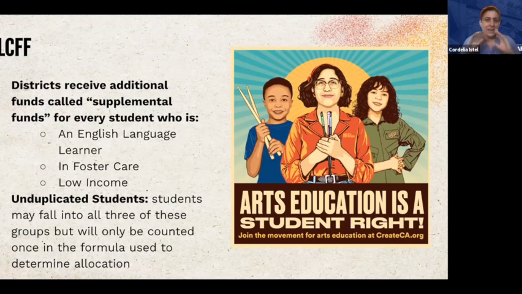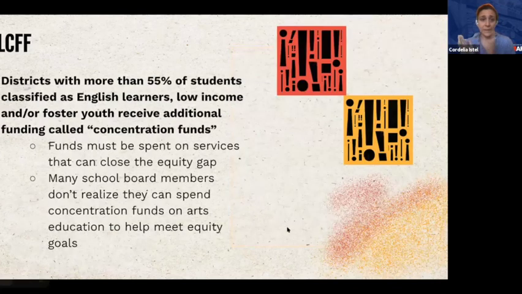It's just the way the system refers to these three categories of students: English language learners, foster care students, and low income students. And unduplicated just means that there are going to be many students who may be in multiple categories, right? It might be an English language learner who is low income or in foster care. However, the funding system only counts that student once, not twice. So that's how supplemental funding is allocated through the local control funding formula.